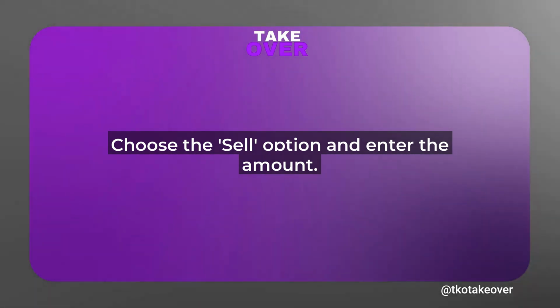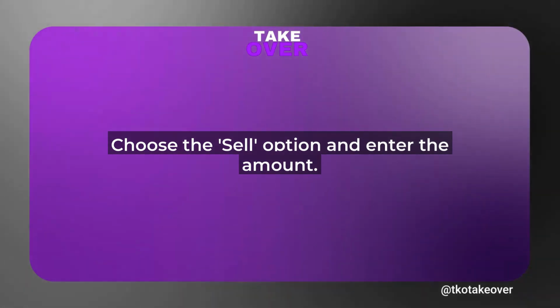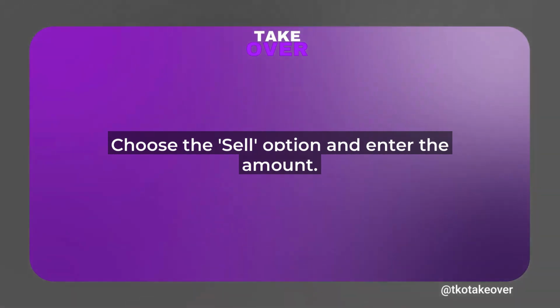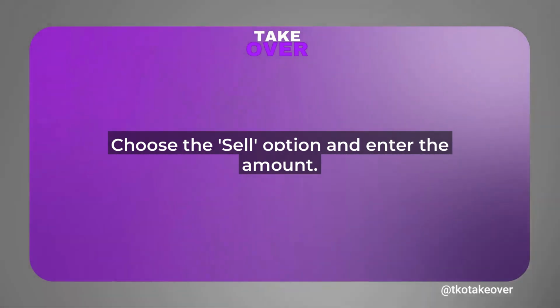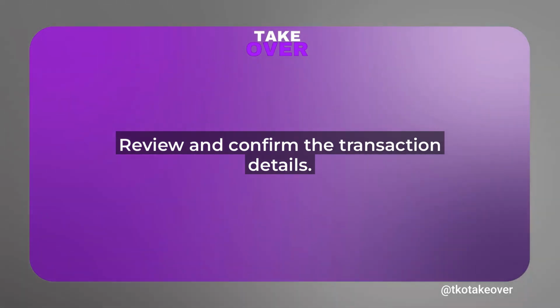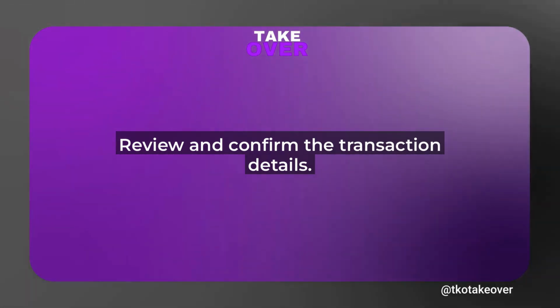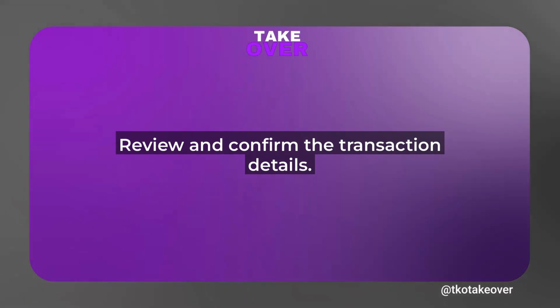Step 2. Hit the Sell button. You'll be prompted to enter the amount you want to sell. Remember, crypto prices can fluctuate wildly, so keep an eye on the market before you proceed. Once you've confirmed the amount, review the transaction details, including any potential fees. In 2025, Robinhood offers competitive fees, often under 1%, but always double-check.